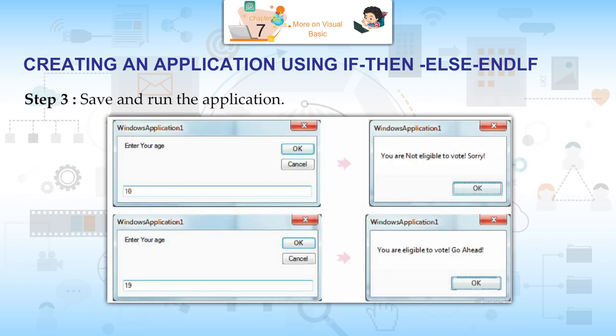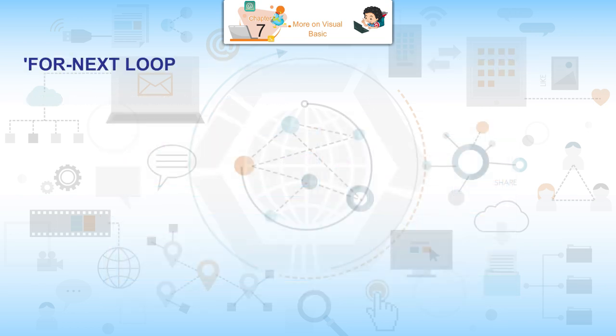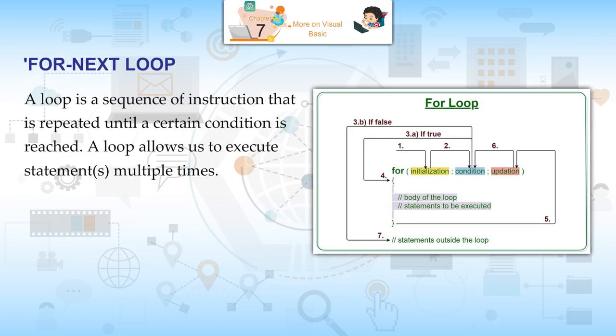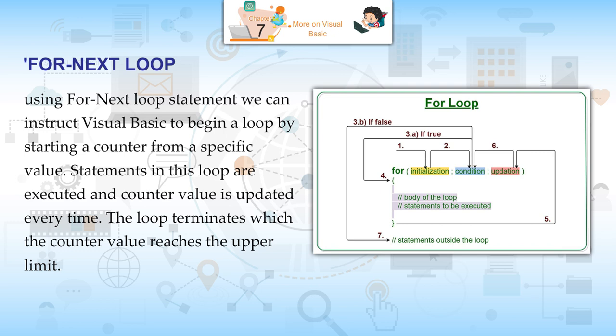Step 3: Save and run the application. For Next loop. A loop is a sequence of instructions that is repeated until a certain condition is reached. A loop allows us to execute a statement or statements multiple times. Using the For Next loop statement, we can instruct Visual Basic to begin a loop by starting a counter from a specific value. Statements in this loop are executed and the counter value is updated every time. The loop terminates when the counter value reaches the upper limit.